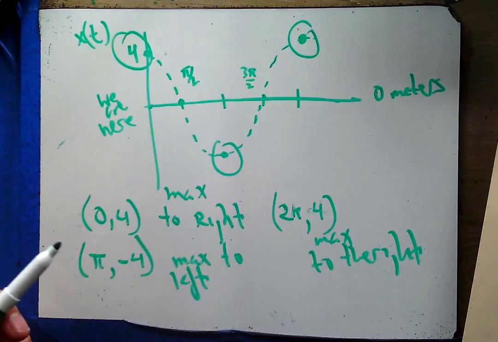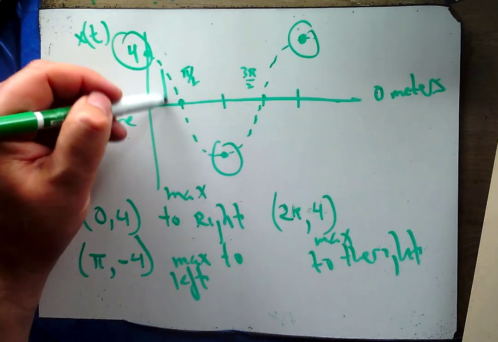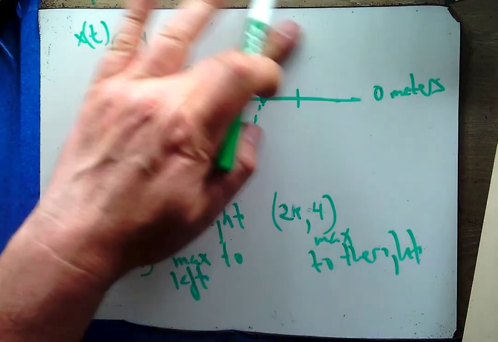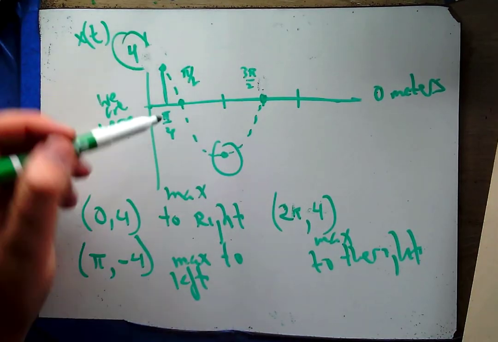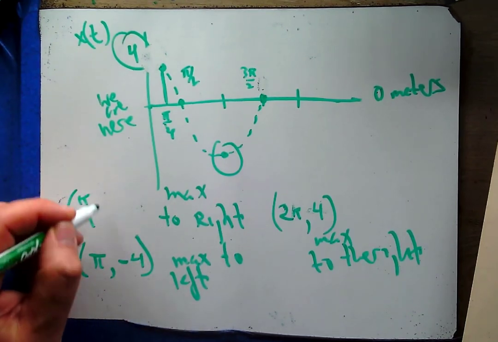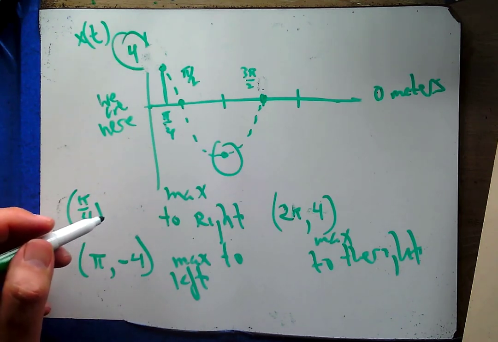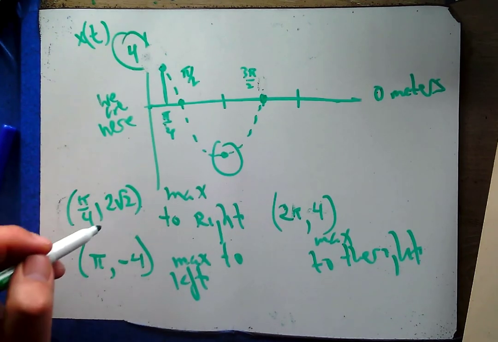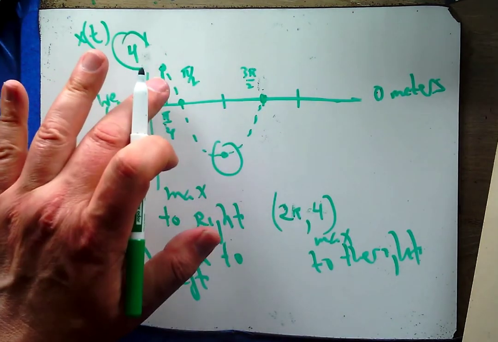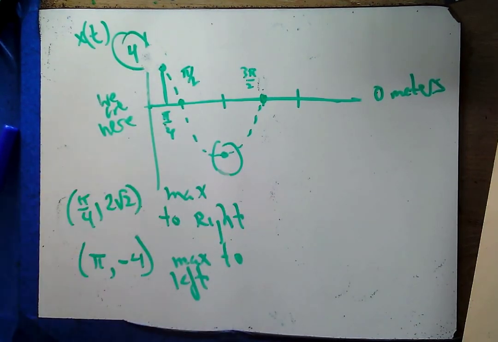Now, if we only consider pi over 4 to 3 pi over 2, let's think about that. Here's pi over 4. That's still a max. And here's 3 pi over 2. So now, I would say, wow, I've only got one max over here, and that's at pi over 4. If I plug pi over 4 into the position function, cosine of pi over 4 is root 2 over 2, and so I get 2 root 2 here. This is furthest to the right, and furthest to the left stays the same. Okay, so those will be my answers to part B.